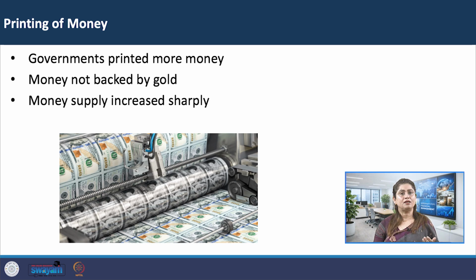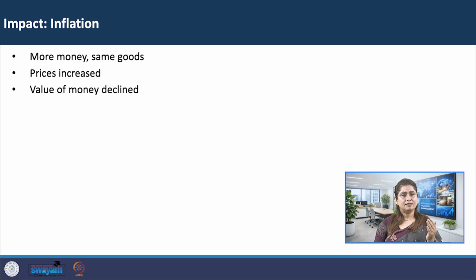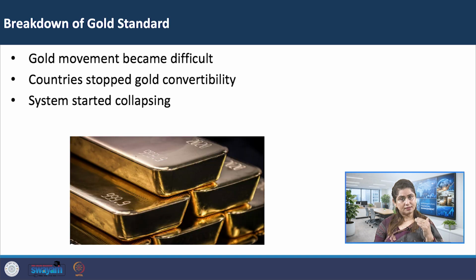Now, this extra money was not backed by gold. So, naturally, the supply of money increased, but the supply of goods did not increase at the same pace. This led to inflation. Prices started rising and the value of money started falling. At the same time, because of political tensions and war conditions, it became difficult to move gold from one country to another. So many countries temporarily stopped converting their currency into gold. Slowly, the gold standard began to break down.